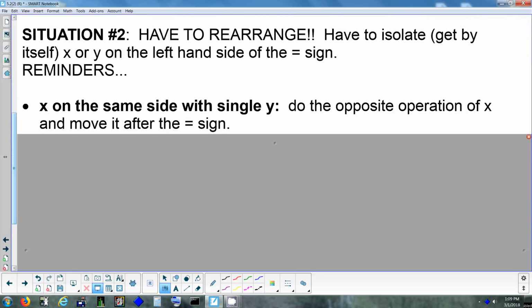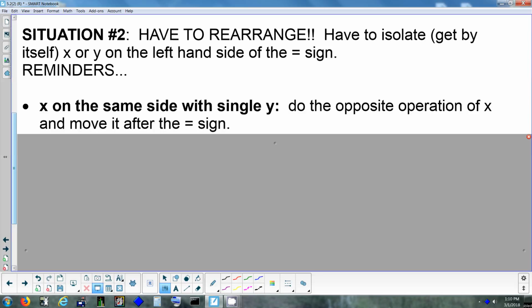On your notes, there's a bullet, and then there's a blank. You see what's bold here? X on the same side with a single Y. You want to write that in. When we do the example, it'll make more sense. So X will be on the same side with a single Y. There'll be nothing attached to Y, kind of like the example I gave you up top there.